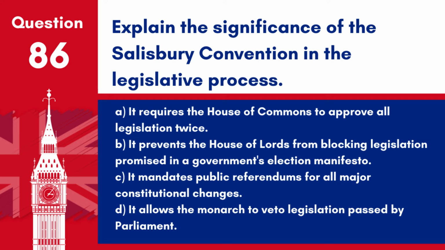Question 86. Explain the significance of the Salisbury Convention in the legislative process. A. It requires the House of Commons to approve all legislation twice. B. It prevents the House of Lords from blocking legislation promised in a government's election manifesto. C. It mandates public referendums for all major constitutional changes. D. It allows the monarch to veto legislation passed by a parliament.